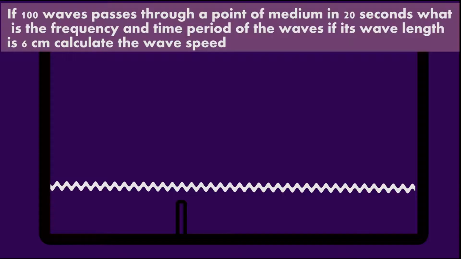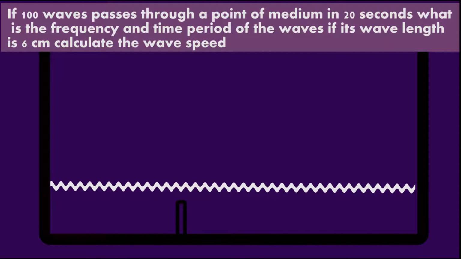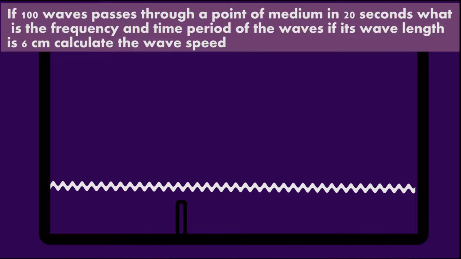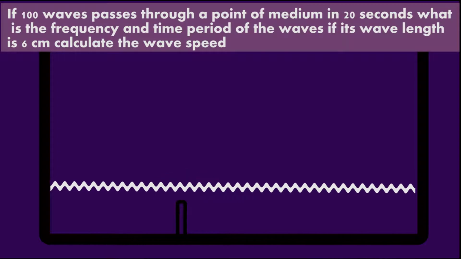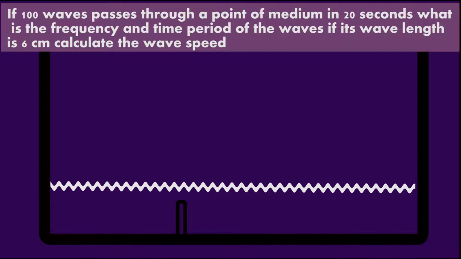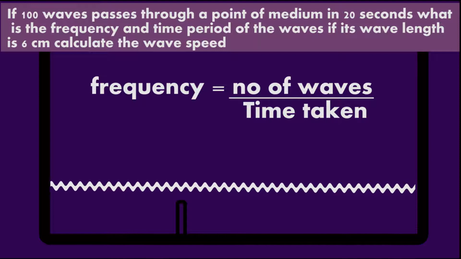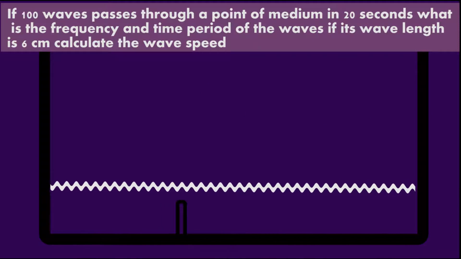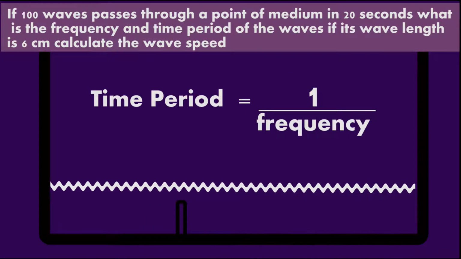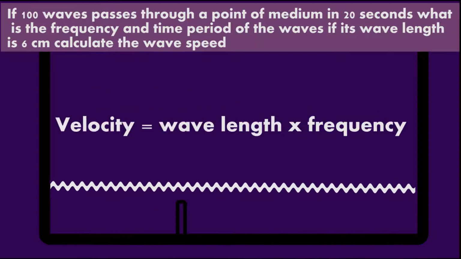Calculate the wave speed. To understand what the numerical is telling us, we have a graphical representation. Here we have a medium where there is a point where the wave is passing through 100 times. We have to find the frequency, which will be the number of waves divided by the time, and the time period, which will be T equals 1 over frequency, and we have to find the speed of the wave.